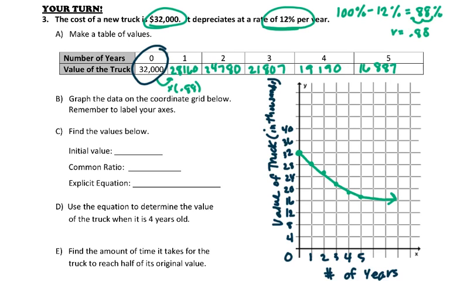Alright, so find the initial value. Initial value on a graph is the y-intercept. In a table, it's at 0. In a word problem, it's whatever you start with before any time goes by. So for each of these, we can see it's 32,000.